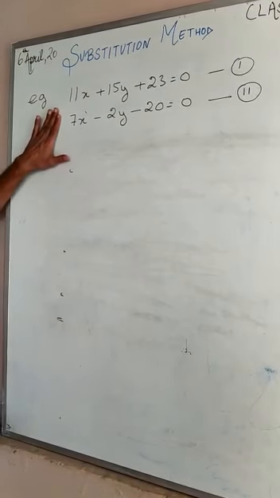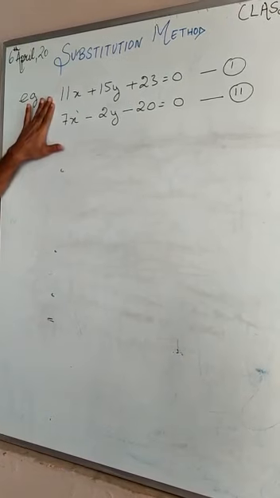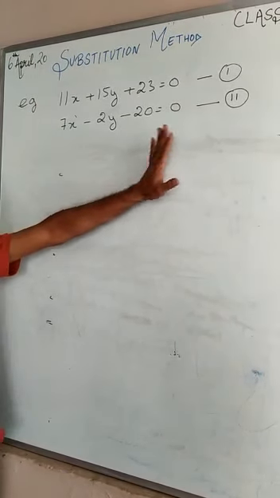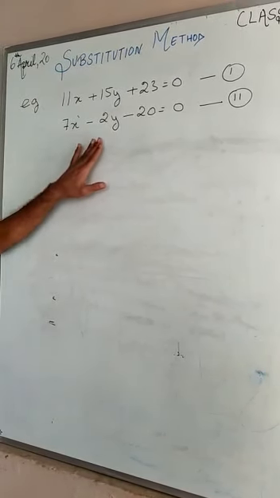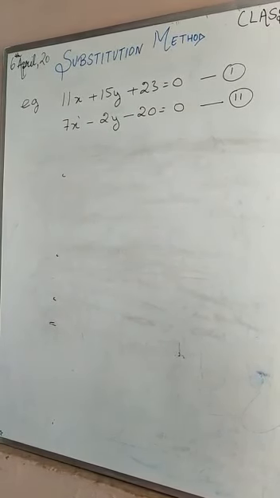We have been given two equations: 11x plus 15y plus 23 equals 0. I have marked it as the first equation. 7x minus 2y minus 20 equals 0. I have marked it as the second equation.